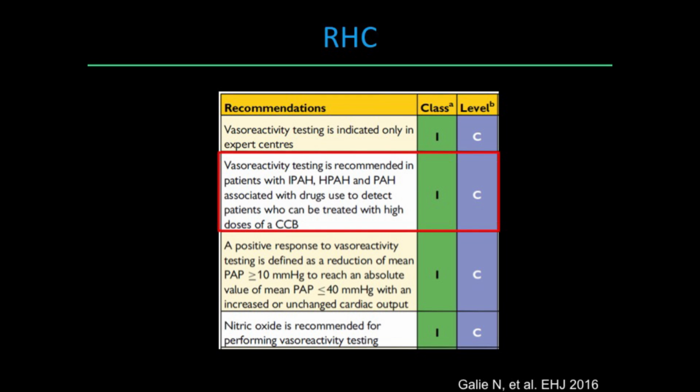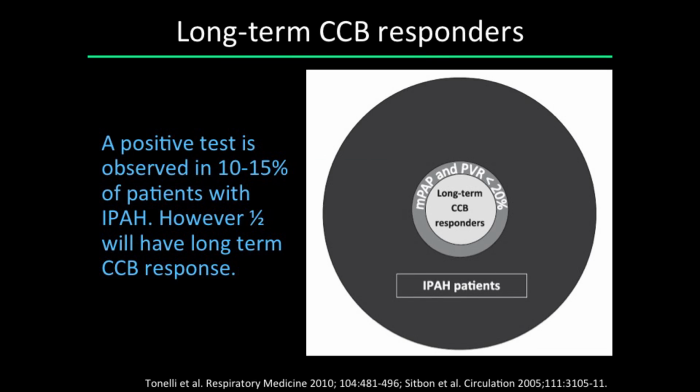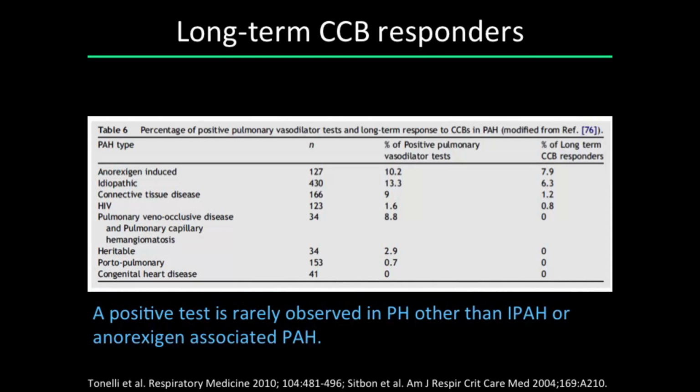This is just to remind you that the vasoreactivity testing per guidelines is only recommended in idiopathic, heritable, and pulmonary hypertension associated with anorexigens. When you have that population, for example, idiopathic patients, you do this test, 10, 15% will have a positive test. However, half of them will respond to long-term calcium channel blockers. So you want to follow these patients with another catheterization, be sure that they're responding, follow them clinically, and confirm that the treatment is effective.